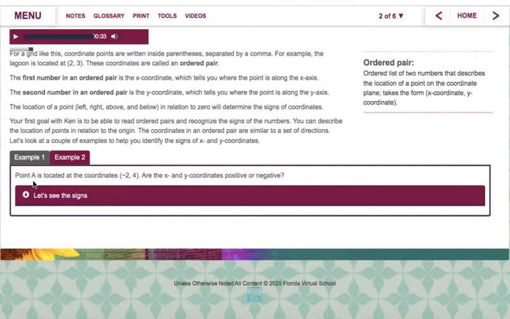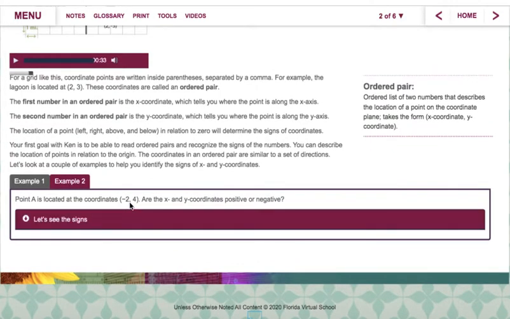Point A is located at the coordinates -2, 4. Are the x and y coordinates positive or negative? If you recall, I said that they're always given in a particular order. The x number is always the first one. That one happens to be the -2. The y number is the second number. It's always going to be in that order. That one happens to be a 4, which is a positive 4.